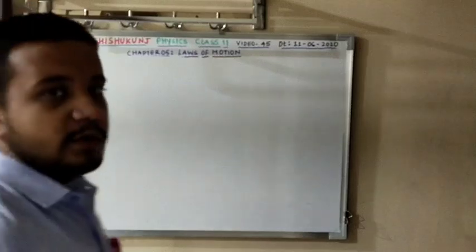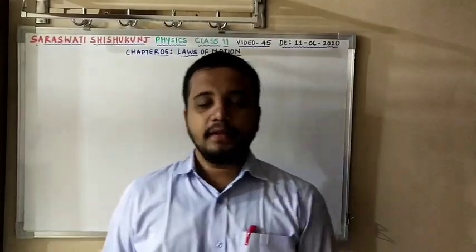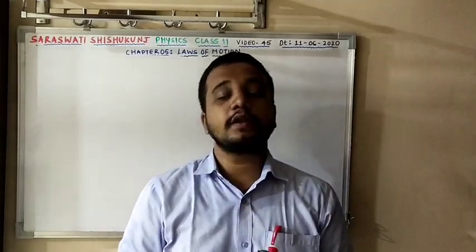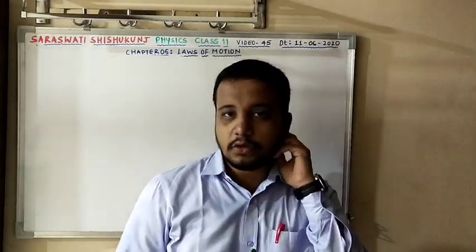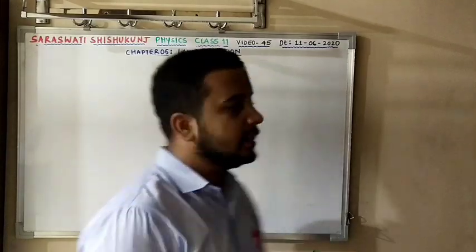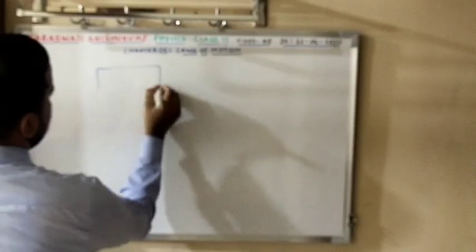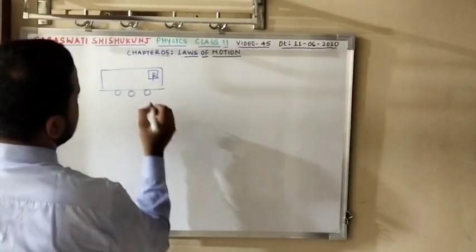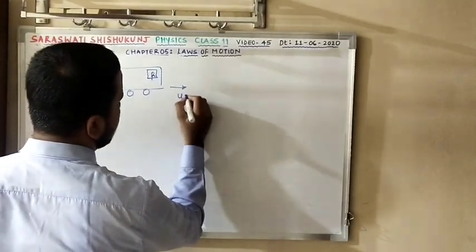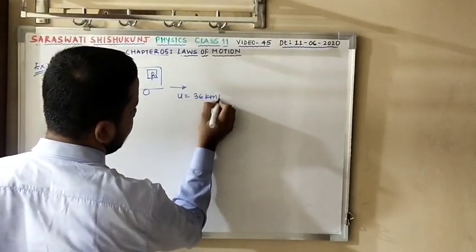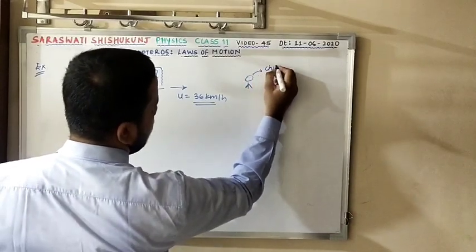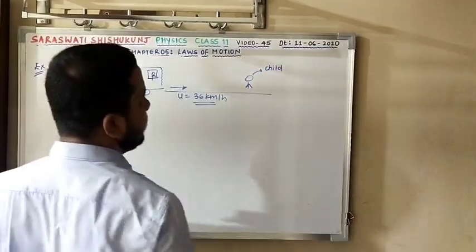Now the next example, we do have this very interesting example that if a driver is moving on a road and if he finds a child standing on the road or coming on the road, what will he do? He will apply brake. Yes or no? So this is the same question with the same concept. Here a three-wheeler truck is moving with a speed of 36 km per hour. Sees a child standing on the road. Clear? Child standing on the road and applies brake.